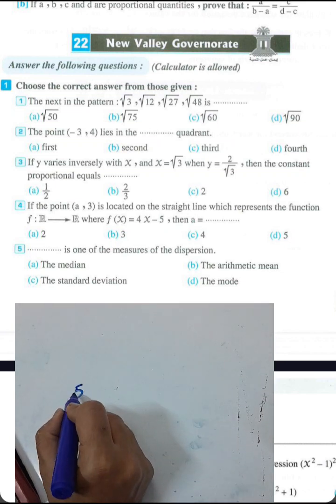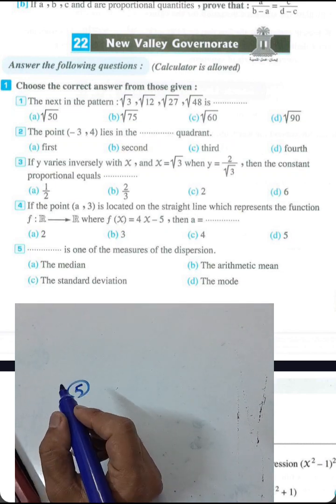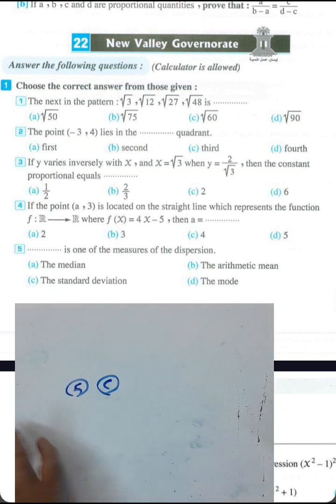Question number 5. Which is the one with the measure of dispersion? We have range and standard deviation. Choose letter C, standard deviation.